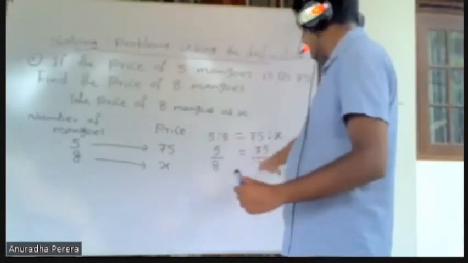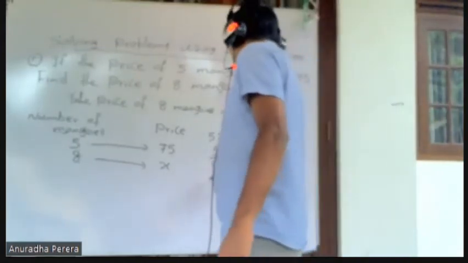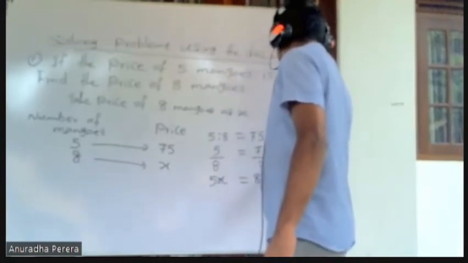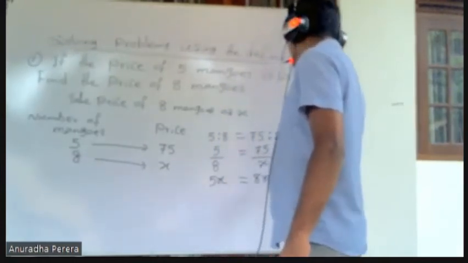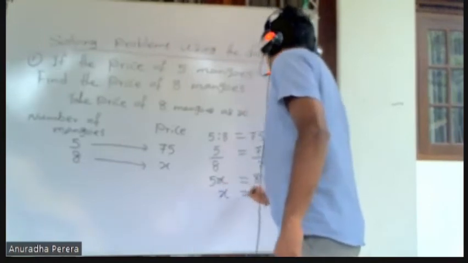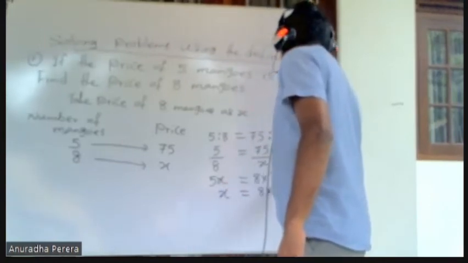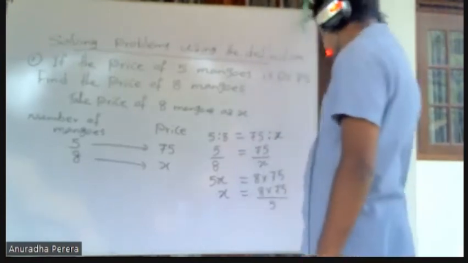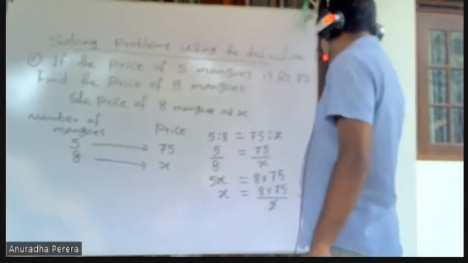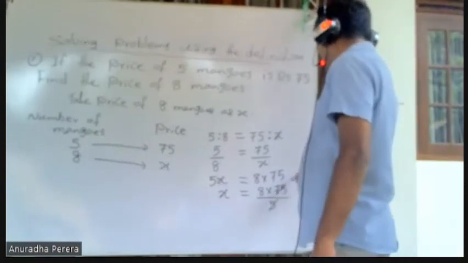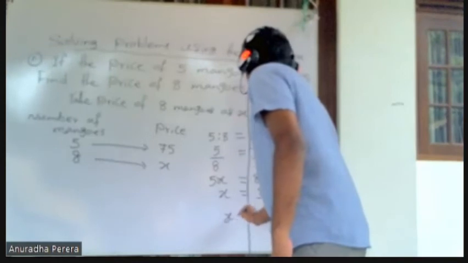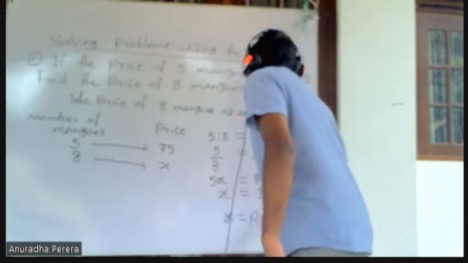Now take the cross product, 5 into x. මේ පැත්ත denominator එක numerator එක වැඩි කළා, 5 into x, 5x. This one is 8 into 75. Now make x the subject. 8 into 75 over 5. You can divide by 5. 15. X is equal to 120 rupees.